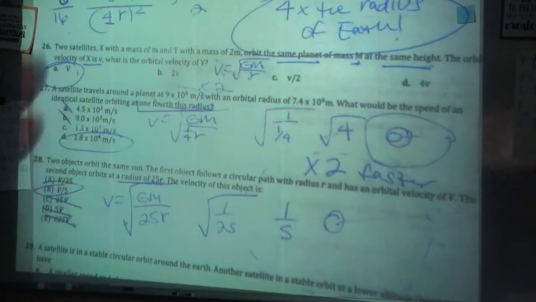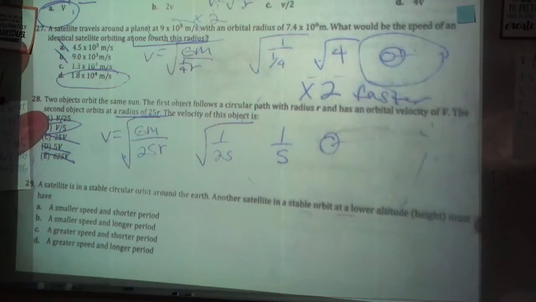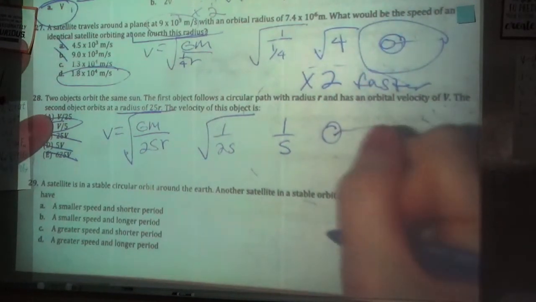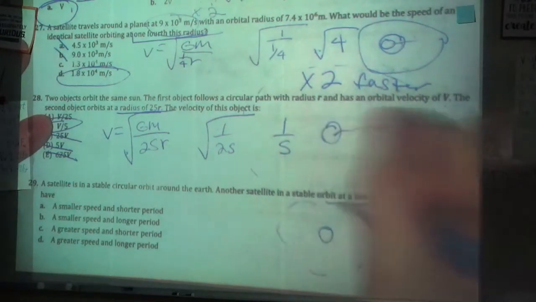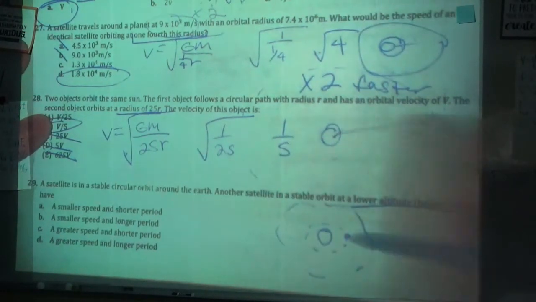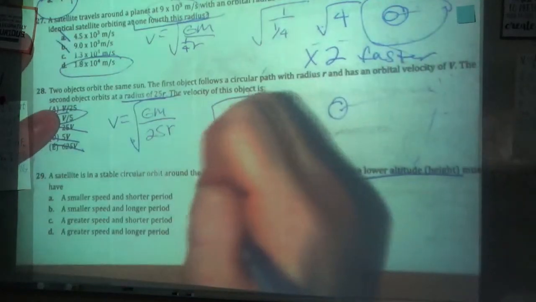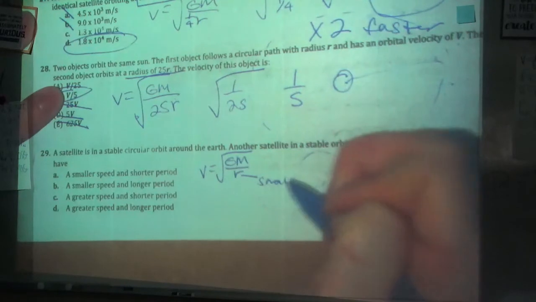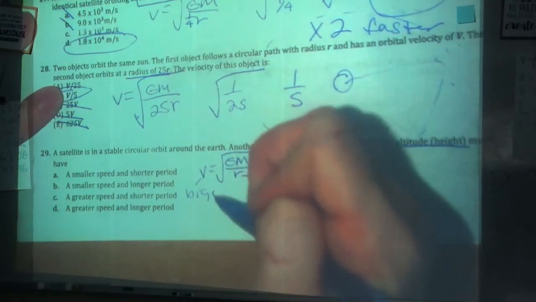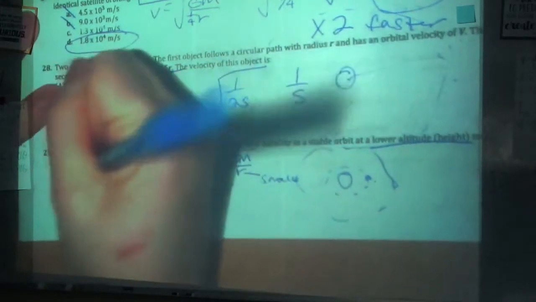Satellite in a circular orbit at a lower altitude. So if I have it going around like this and now I go to a closer altitude like this, whenever you go closer, let's look at our equation. GM/r, if r gets smaller, when you divide by a smaller number, that makes this get bigger. So it's going to go faster, so we can cross off a and b.